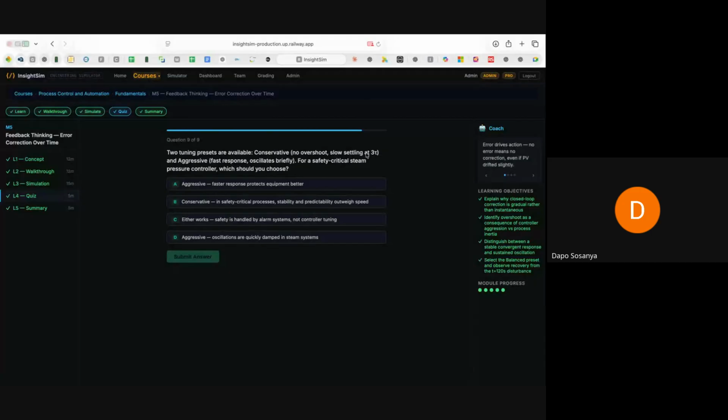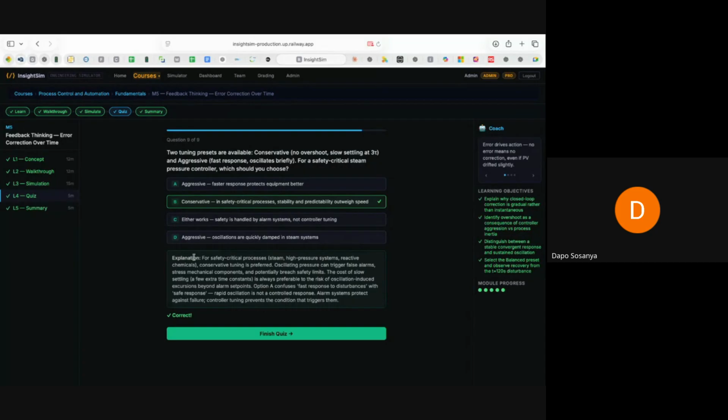All right, let's finalize this. The tuning presets are available: conservative, no overshoot, slow settling time; aggressive, fast response, oscillate briefly. For a safety critical steam pressure controller, which would you choose? This is an application question. B? Okay. So you can say that it is safety critical.